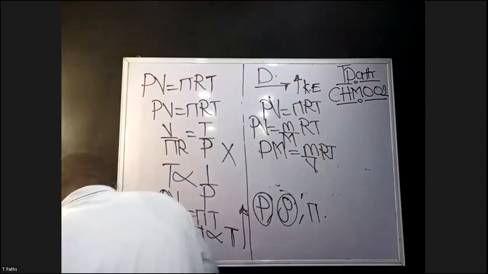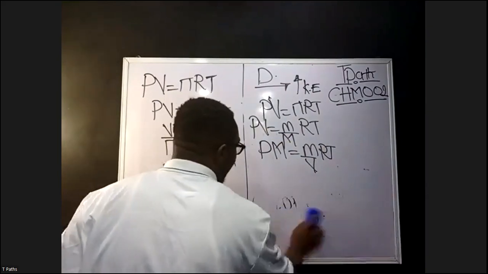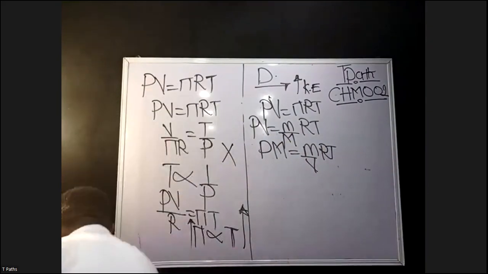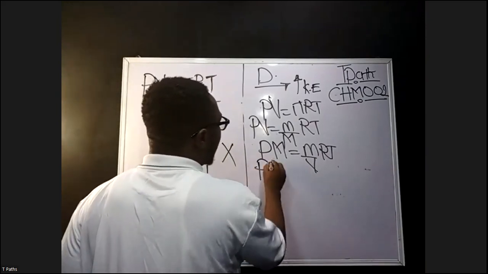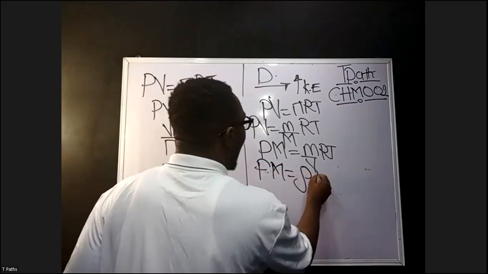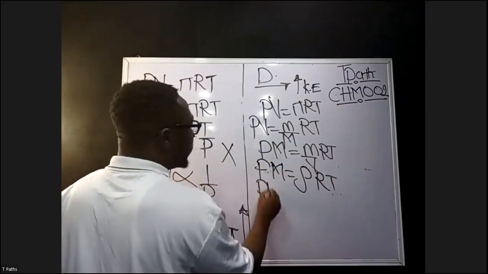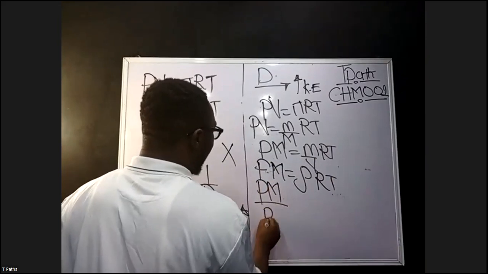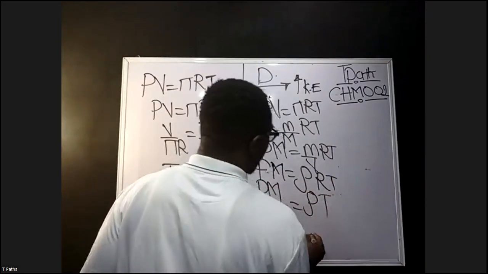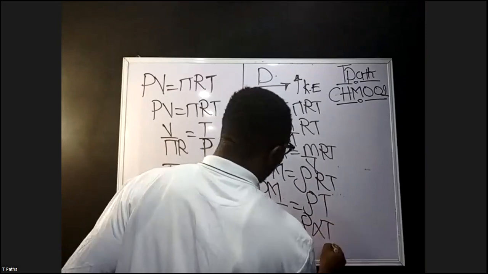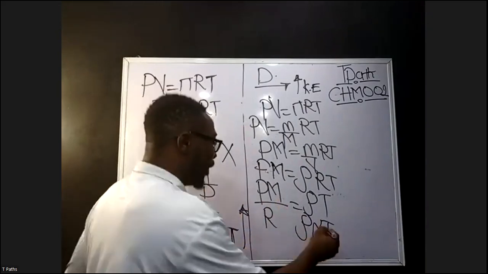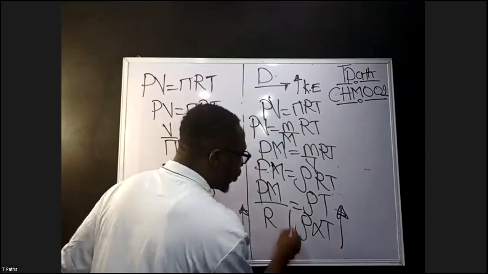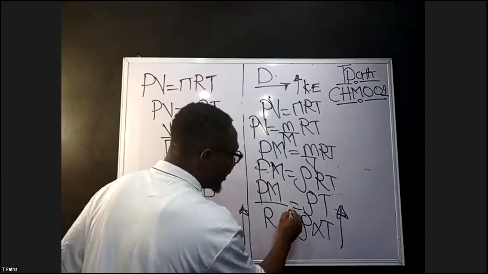And in doing that, you can see the relationship there. m over V is what? It is density. So PM equals rho RT, so PM over R equals rho T. So you can say rho is proportional to temperature. They said the density will decrease. You see that is wrong, because if temperature increases, we expect the same thing to happen to density. So option C is correct.